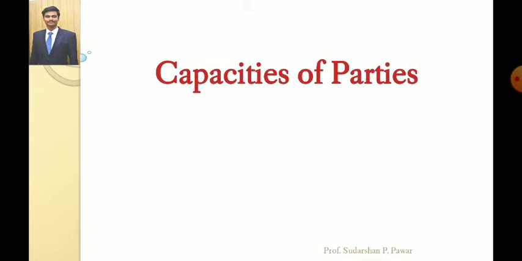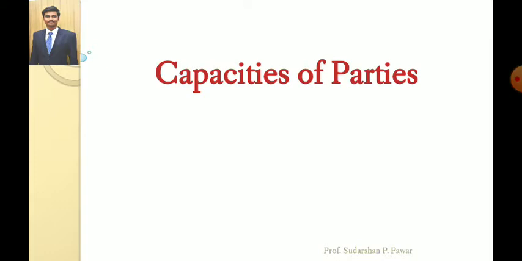According to Section 10 of the Indian Contract Act 1872, all agreements are contracts if they are made by the free consent of parties competent to contract, for a lawful consideration and with a lawful object, and are not hereby expressly declared to be void. In this definition, we have seen various terms, that is, competent to contract.